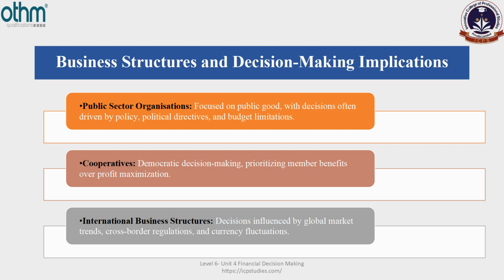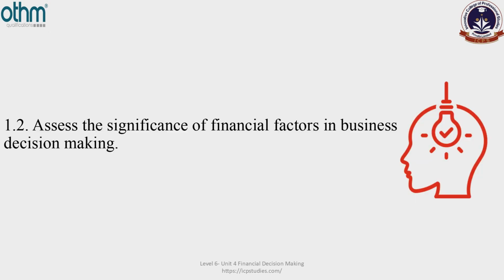Then we have different business structures again. For example, public sector organizations, which focus on public good. Then we have cooperatives, which means democratic decision making. Then we have international business structures, which means decisions are always influenced by global market trends.